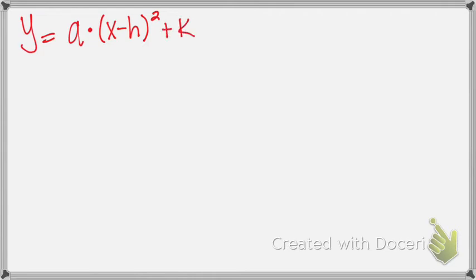The generic equation, the parent function, whatever you want to call it, for transformations is y equals a times x minus h. If we're dealing with quadratic, it's going to have a square. If not, it'll have a cube, whatever you're dealing with. Plus, okay.